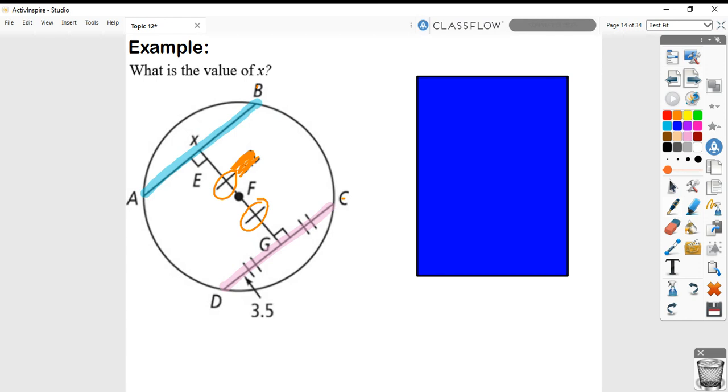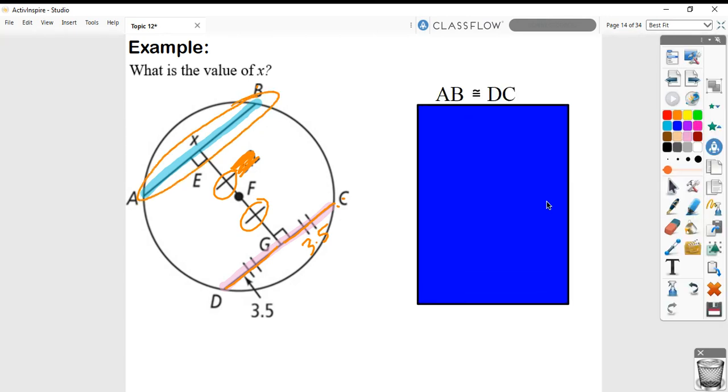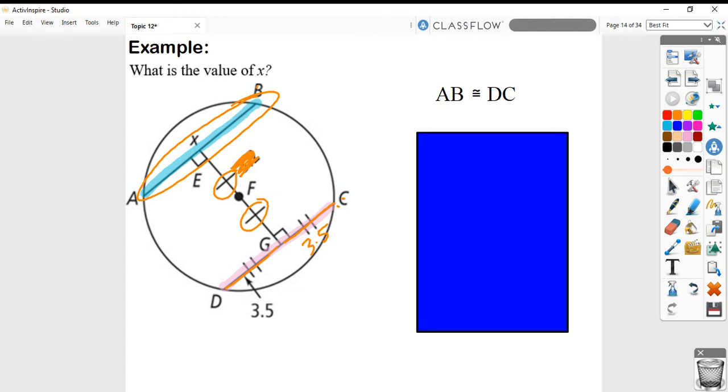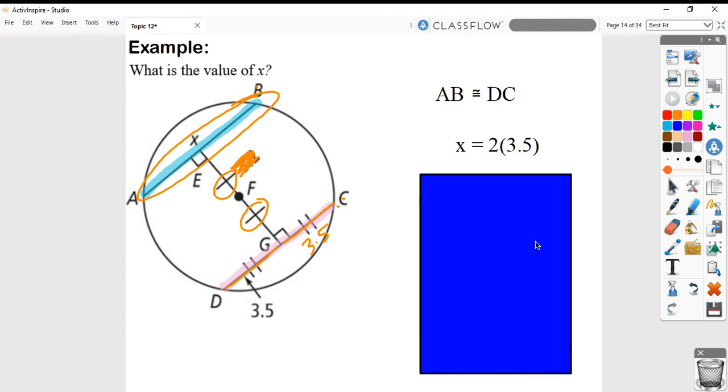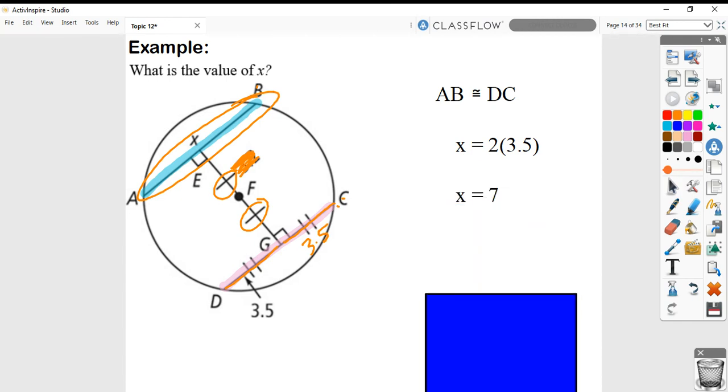So let's talk about chord CD down here. This chord says that the left side of it over here, right there, that's 3.5. So that means this side over here must also be 3.5. And if we're talking about finding the length of the whole thing, which is what we're doing, then all we got to do is take that 3.5 and multiply it times 2. We know that the chords are going to be congruent, and we know that the length of the whole thing is just 2 times 3.5.